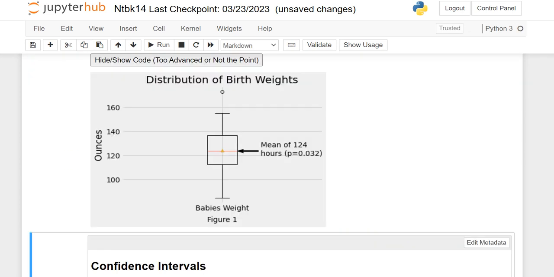And again, the situation is shown in the box plot. You can see once again the mean and the median are nearly identical, and the mean is significantly greater than 118.